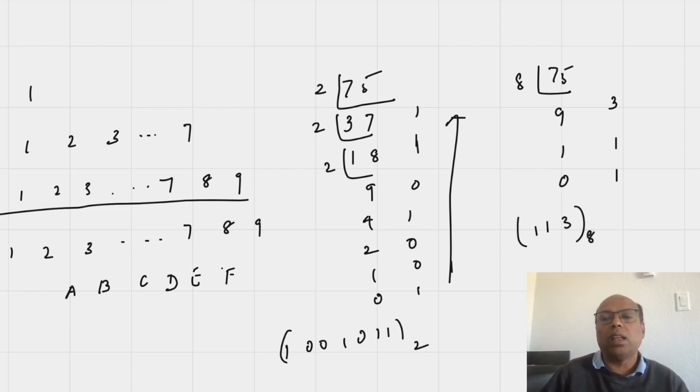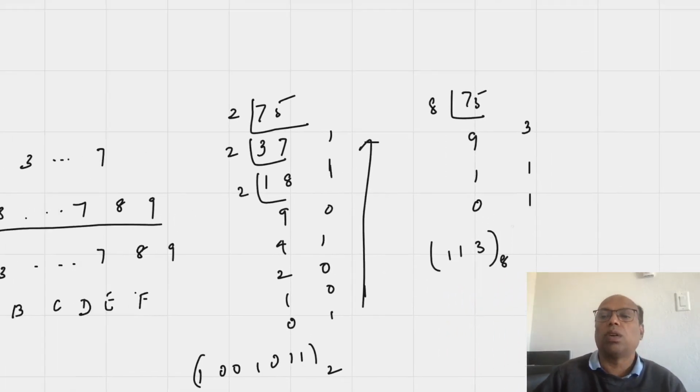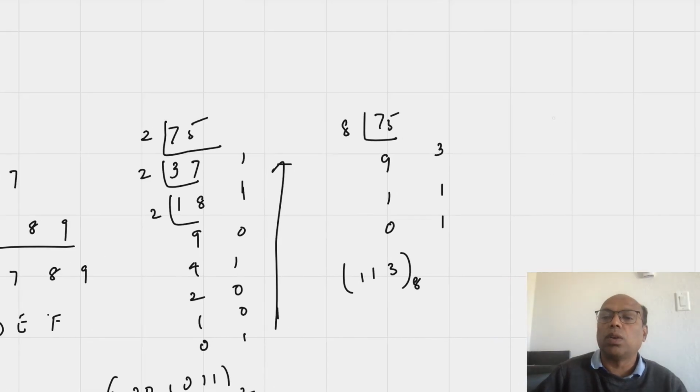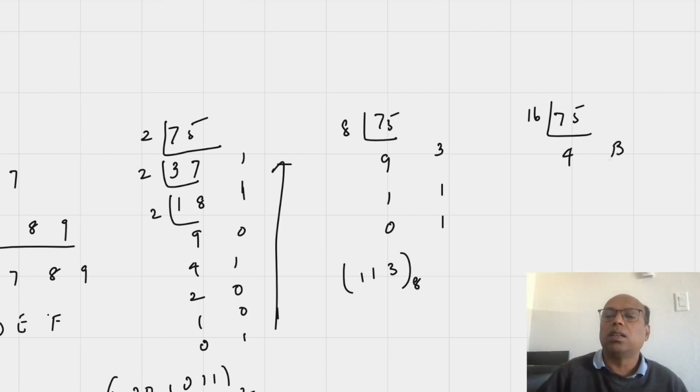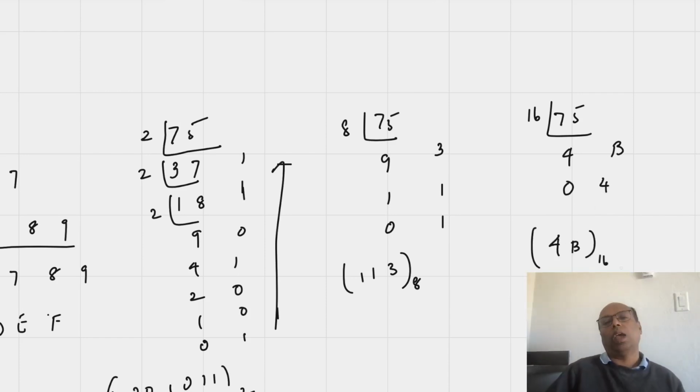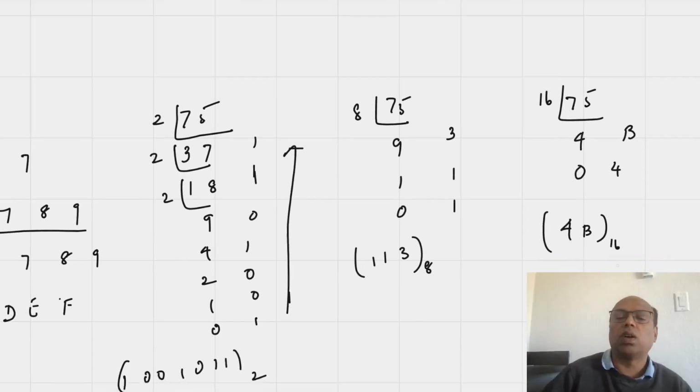You have binary, you have octal, and you have decimal. If you want to convert it to hexadecimal, what do you need to do? Divide by 16. You get 4, and the remainder is 11. 11 is B. And then 4. Therefore, it will be 4B, and the base is 16. Okay, so this is the way we convert it.